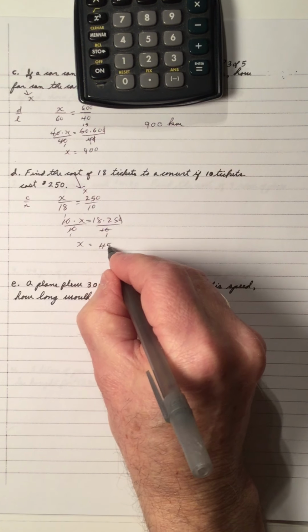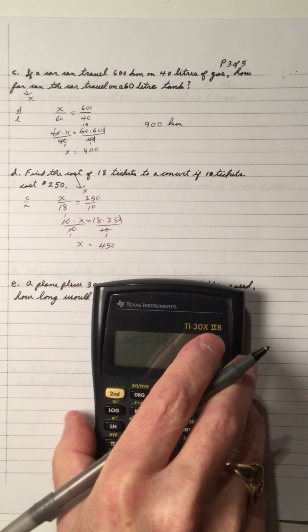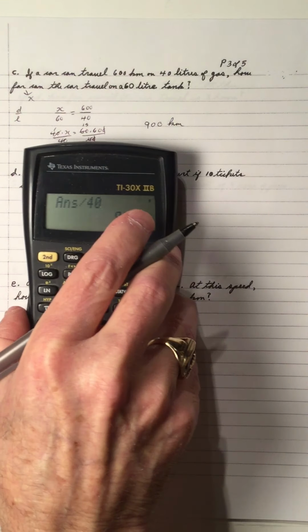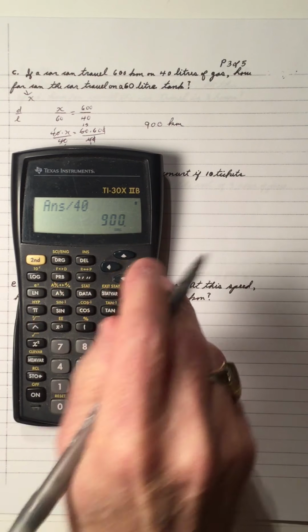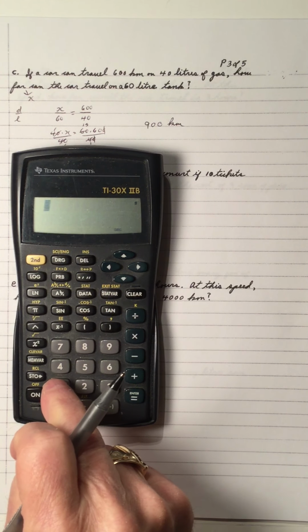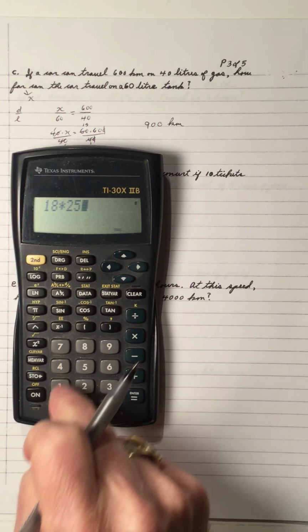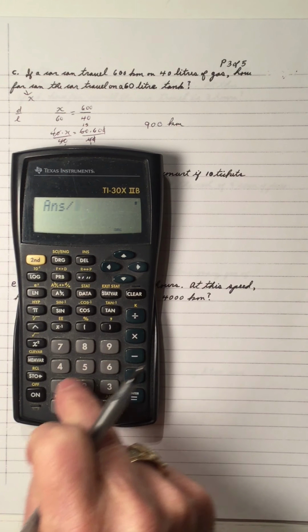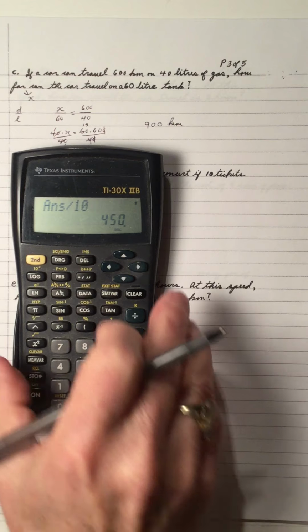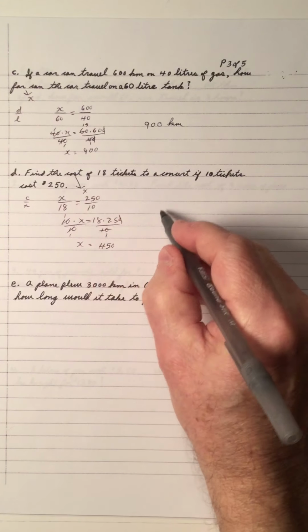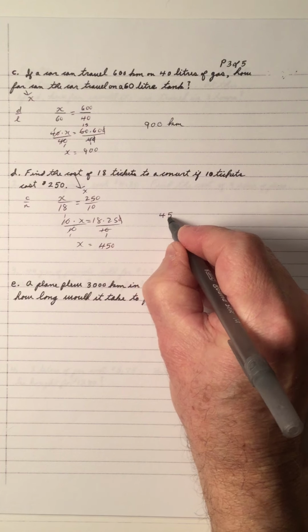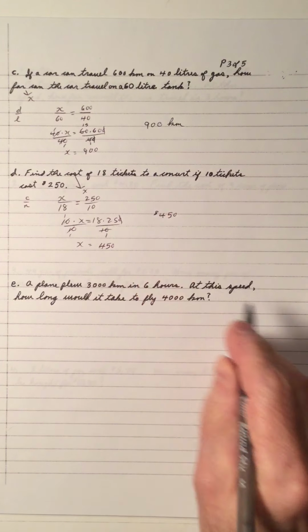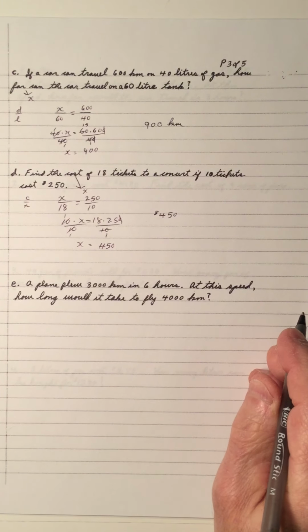You can multiply in your head, but let's use our calculator. So we have 18 times 250 divided by 10. And we get 450. And what is 450? 450 is the cost, so it costs $450 to buy those 18 tickets.